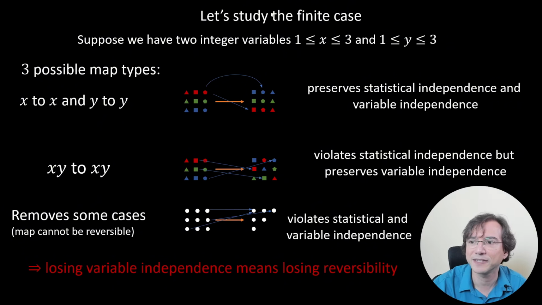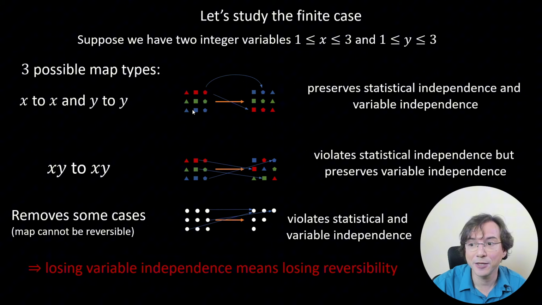to build some intuition. So suppose you have two integer variables x and y that can be 1, 2, or 3, right? So we could have 3 possible types of map. So let's say that x are the rows and y are the columns. We could have a map that just maps x to x, so rows to rows, and y to y, column to column. So for example, this column is mapped here and this row is mapped here, right? So now this type of map is going to preserve statistical independence and variable independence as well.